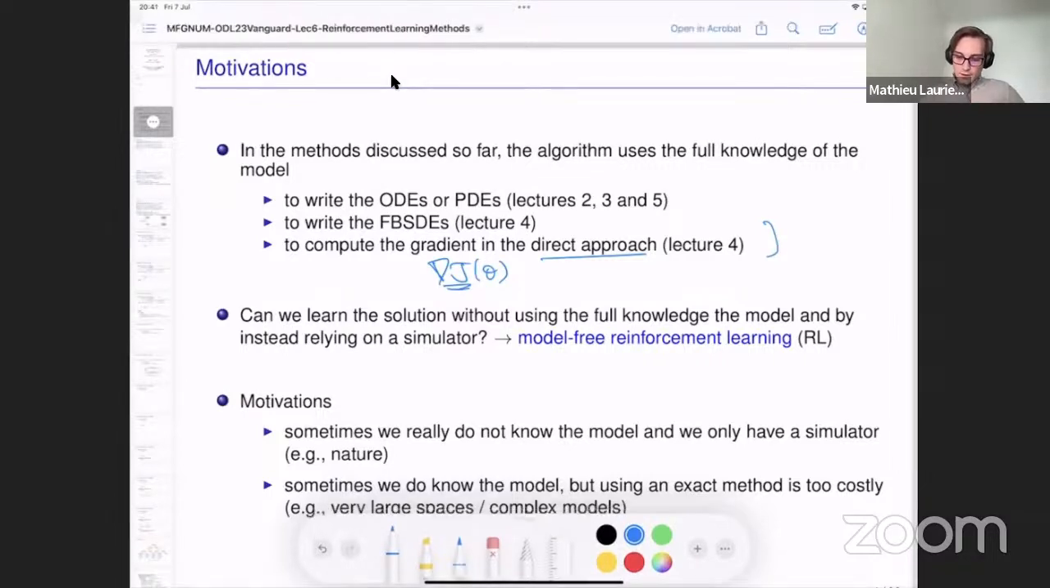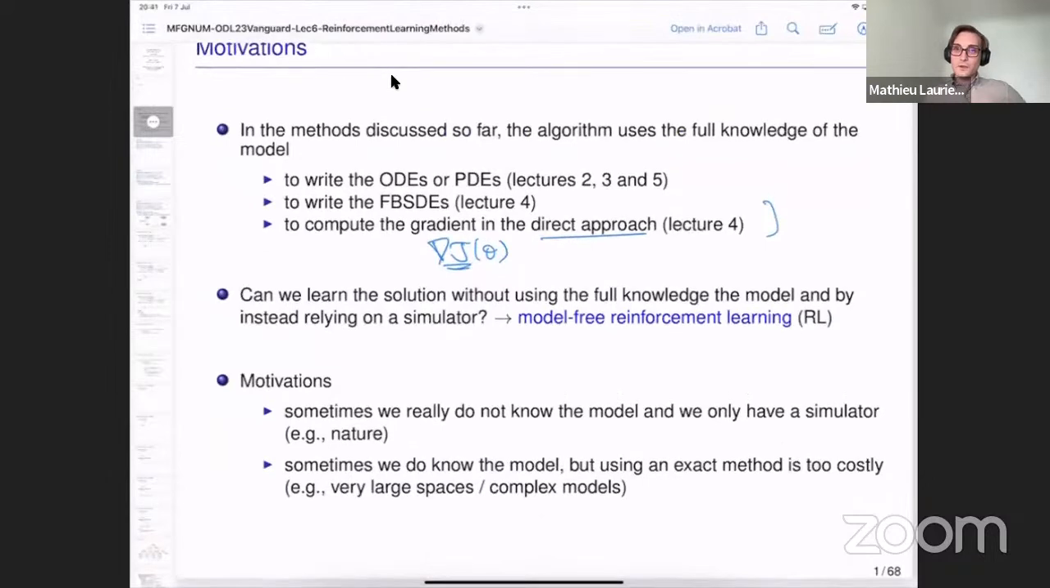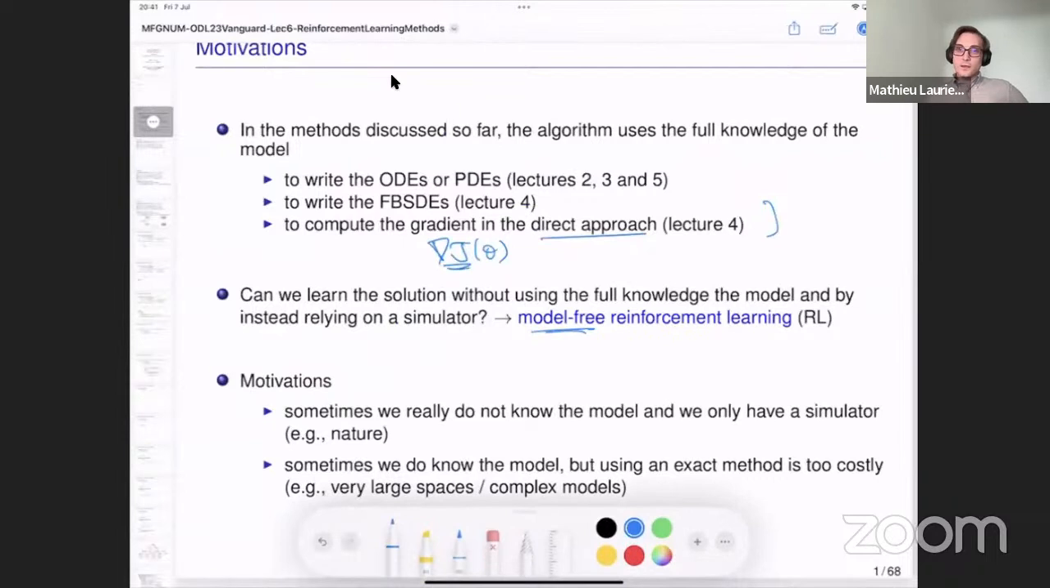More generally, the motivation for model-free reinforcement learning is twofold. We say model-free, so these methods are useful when we don't know the model. Yes, that can be one motivation. Sometimes maybe you interact with nature and you don't want to make an assumption on how nature works. You just want to try to take some actions and see what gives you the best reward. I'm usually going to talk about reward in this lecture instead of cost, to match the reinforcement learning literature.